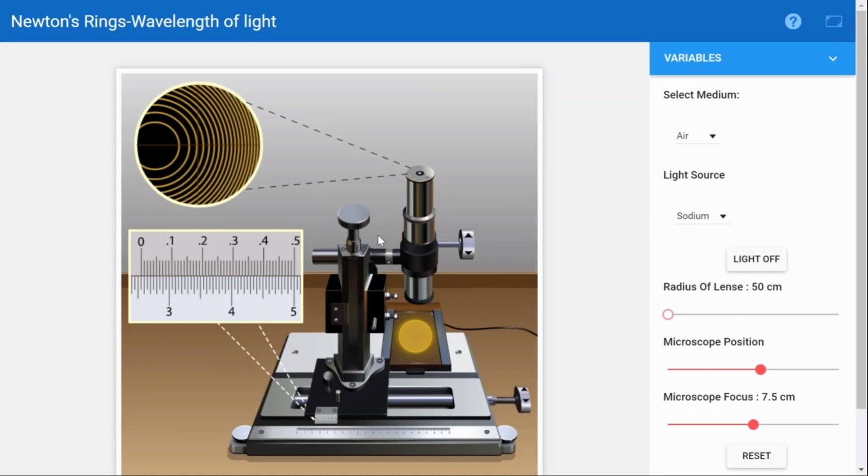Now, what will be the difference, which will ultimately give you the diameter of the third ring? You have to subtract 2.55 minus 2.361.